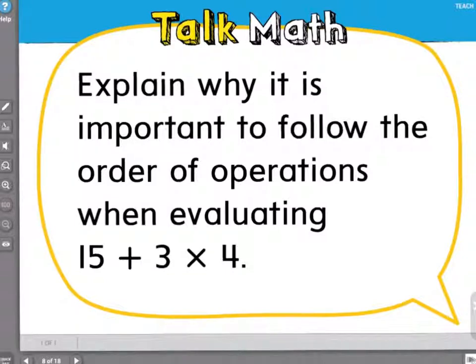This is your guiding question that you will use to summarize your learning. I expect you to use complete sentences, and I expect you to explain. Don't just tell me the answer. Explain why it is important to follow the order of operations when evaluating this expression.